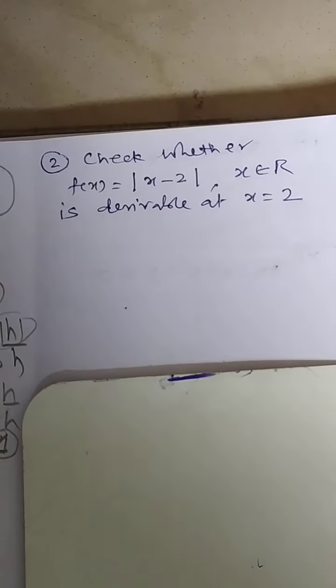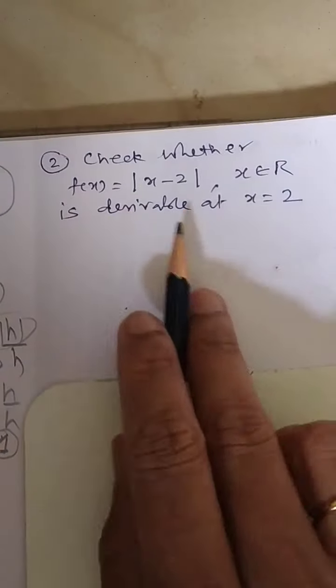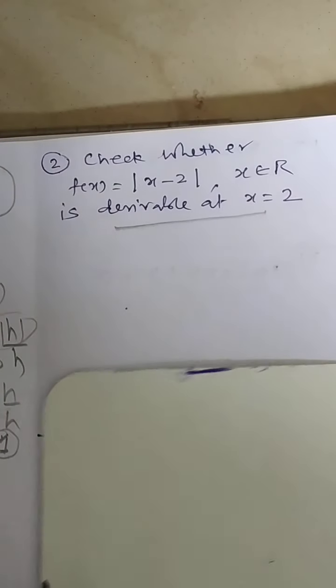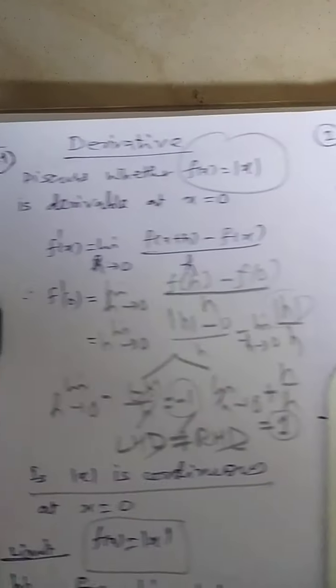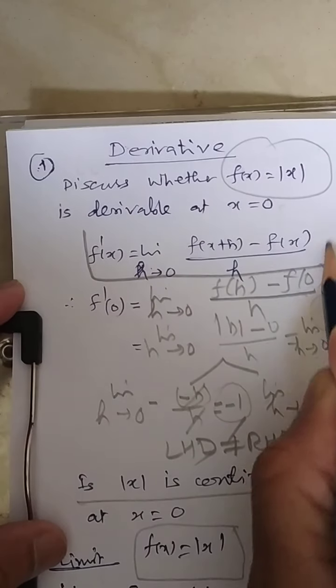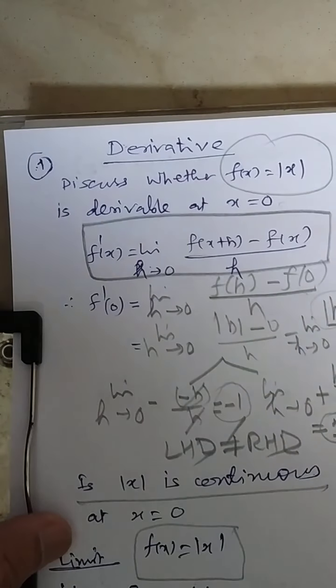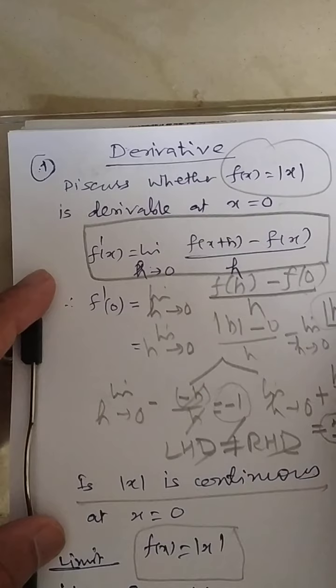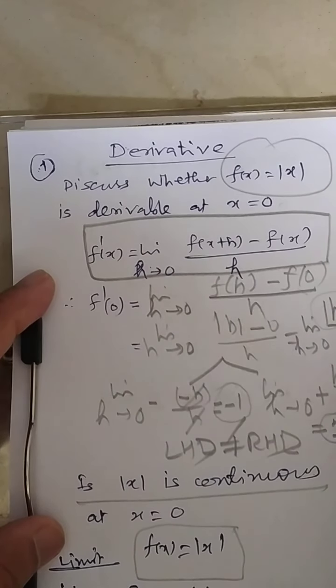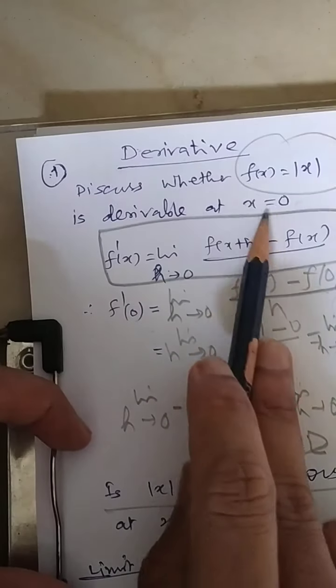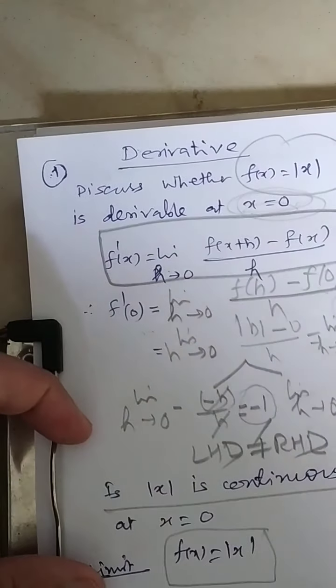Check whether f of x equal to mod x minus 2 is derivable at x equal to 2. Now you know the definition. Recently we have seen the definition. This is nothing but the definition of the derivative. But at what point do we have to discuss? So I should write f dash of 2. But we did f dash of 0. Why 0? Because the demand was x equal to 0.